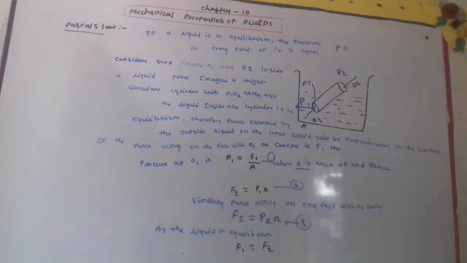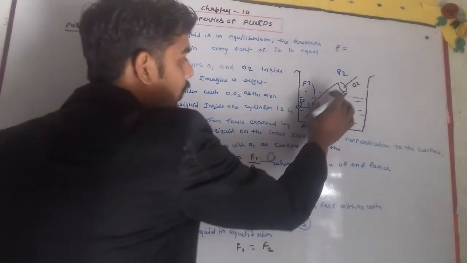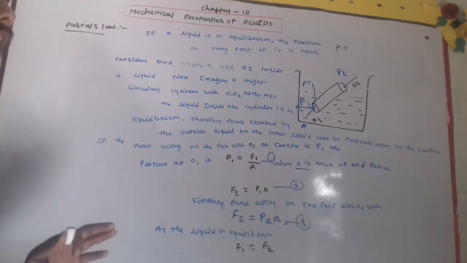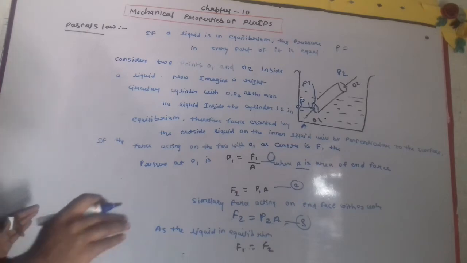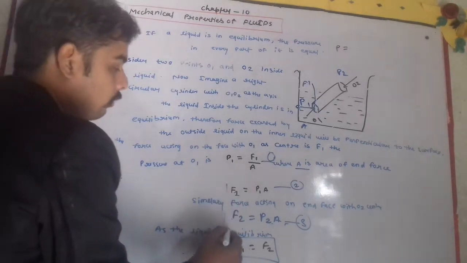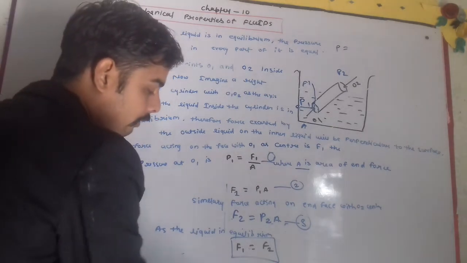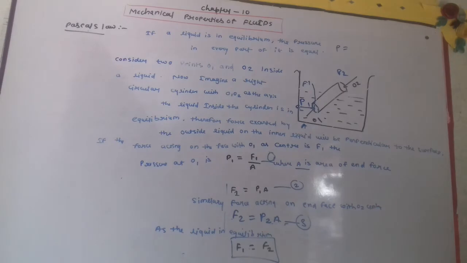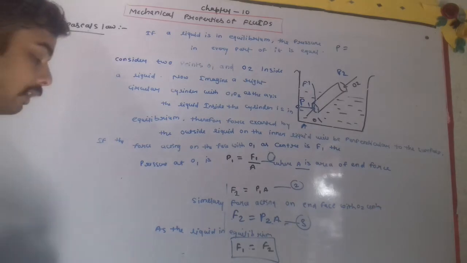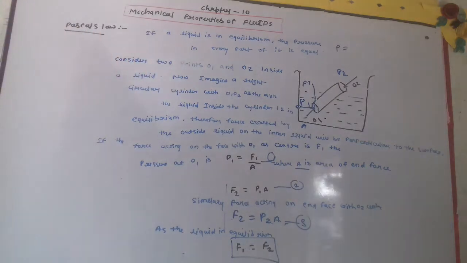Now the condition for Pascal's law is that the liquid should be in equilibrium. Then the pressure will be the same. That means if the liquid is in equilibrium, then the force exerted on both sides will be the same, so F1 equals F2. We put in both sides, P1 A equals P2 A, then A will cancel. Then we derive P1 equal to P2. Therefore, the pressure on O1 is equal to the pressure on O2.